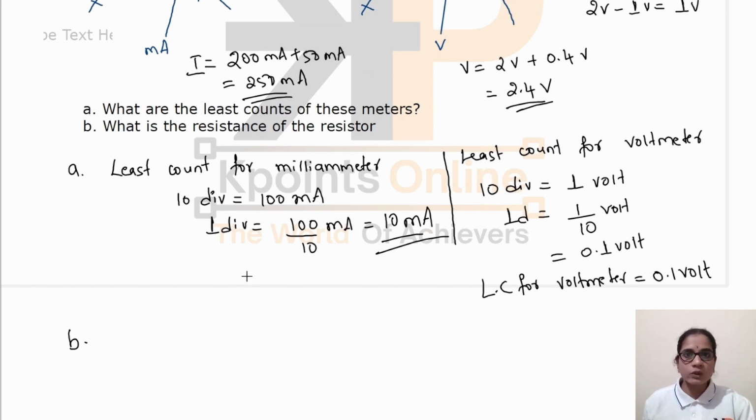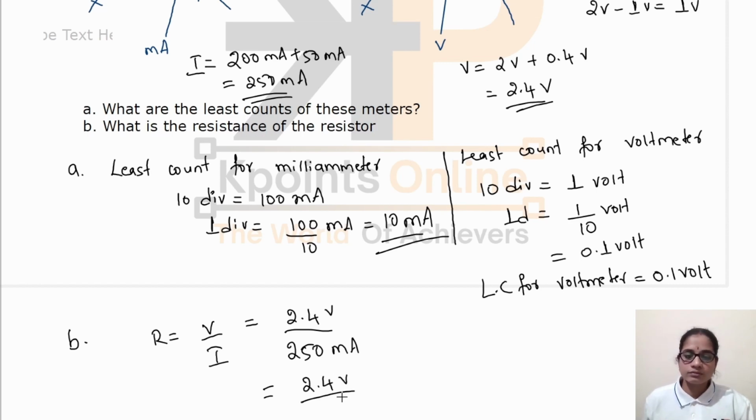We can easily find out the resistance. So, R is equal to V by I. What is the V? Potential difference 2.4 volt by current 250 milliampere. We have to convert this milliampere into ampere. 2.4 volt by 0.25 ampere. It will come out to be 9.6 ohm. So this is the resistance.